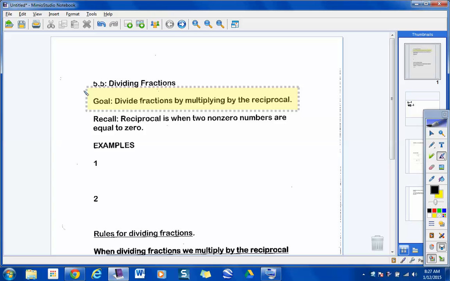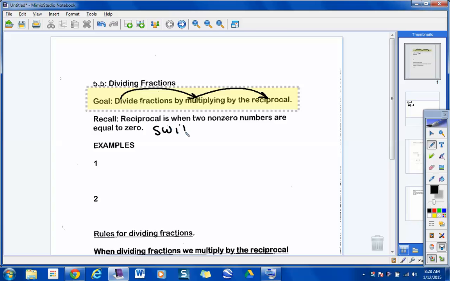Okay? So if I understand this correctly, in this goal we're going to turn division into some form of what here? Multiplication. Multiplication of the reciprocal. Okay. Up there it says recall. A reciprocal is when two non-zero numbers multiply to 1. I guess the best thing I'll tell you is this: I don't like that definition. For reciprocals, what I do like is this, and you might want to jot this down.